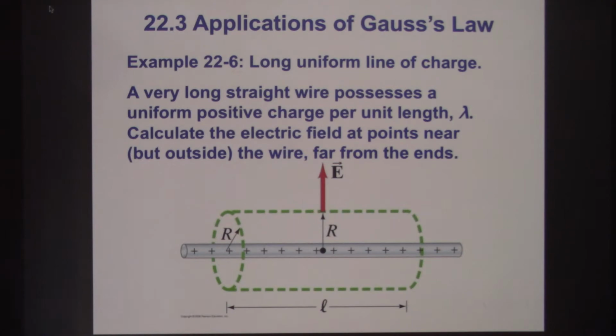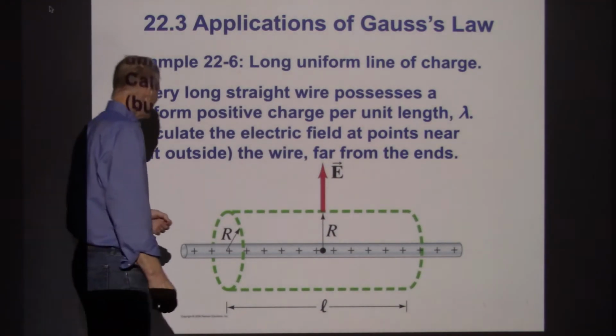Now, spheres work really well. There's a couple of other shapes that we use Gauss's law for. These are just approximate, and I always feel like textbooks kind of overstate how useful Gauss's law is here. So let's take a look at some of these.